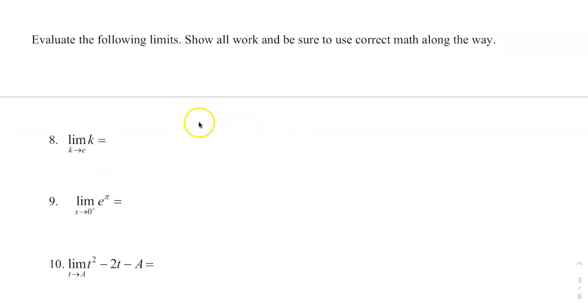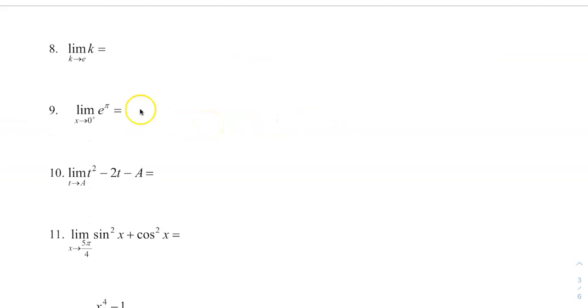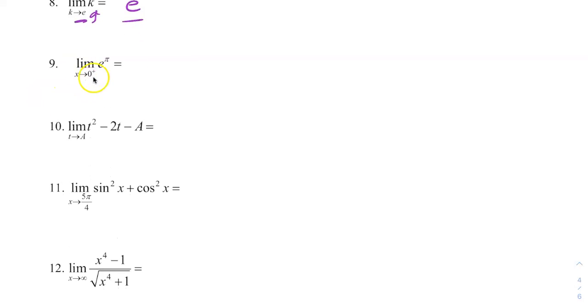Evaluate the following limits. So we just gotta evaluate these guys. So k goes to e of k. In this case, k is a variable. So all we have to do is plug that in. So we just get e. Done. Now notice there's no variable to plug in. So it's a constant. E pi is my answer.